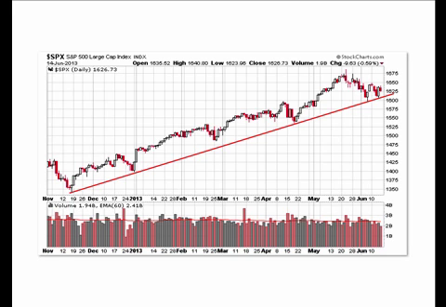Looks like we have support somewhere down in the low 1600s. I'm not one to pick an exact level. I think that's kind of silly because the S&P could overshoot, undershoot, whatever. So right now I'm just calling support somewhere down in the low 1600s.